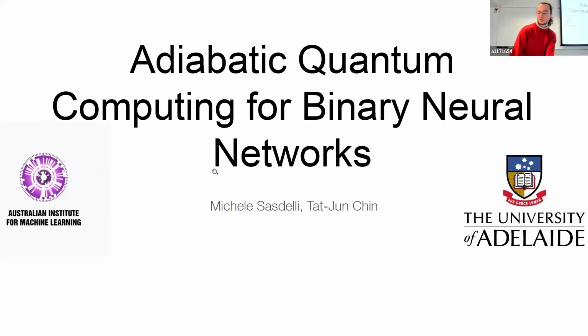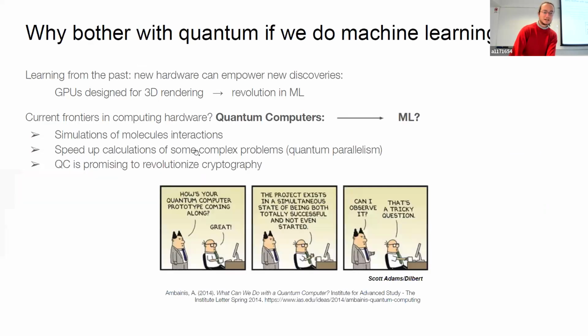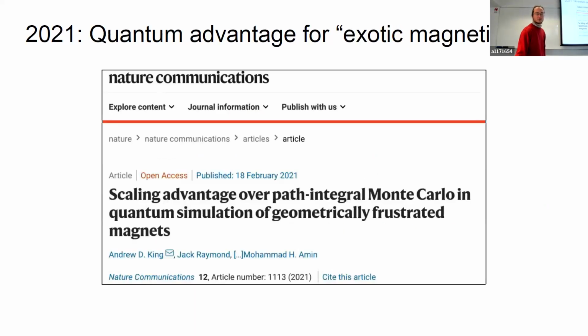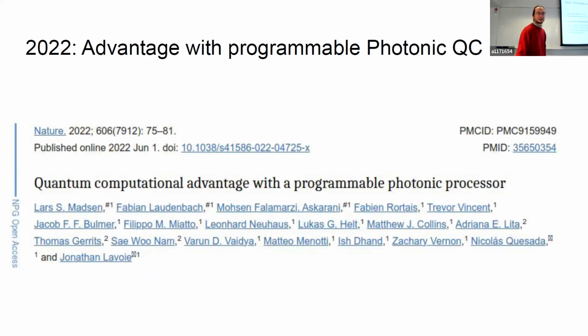I'll very briefly go through one application of quantum computers. Yeah, let's skip that. The takeaway message is that recently there have been several announcements of quantum supremacy from Google in 2019, and a quantum advantage using D-Wave quantum computers a couple of years later, and more recently another quantum advantage with a photonic quantum computer. So that's an even more exotic architecture.